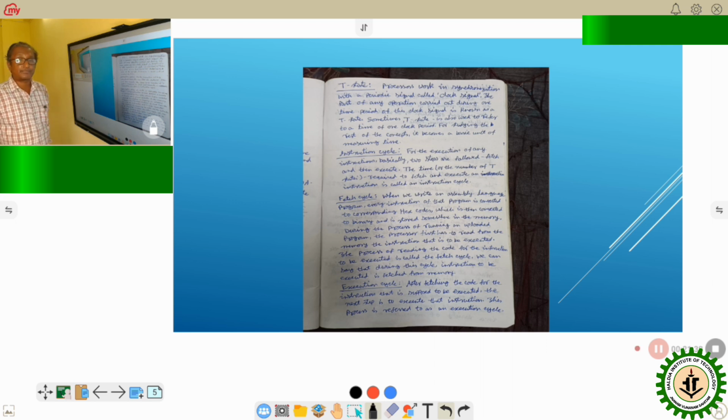Next is execution cycle. First the microprocessor will fetch the instruction and then it will execute the instruction to get the actual result or to achieve the goal. After fetching the code for the instruction that is supposed to be executed, the next step is to execute that instruction. This process is referred to as an execution cycle. So, different cycles are there: fetch cycle, execution cycle, instruction cycle. So, if the time is less, the programmer is good.